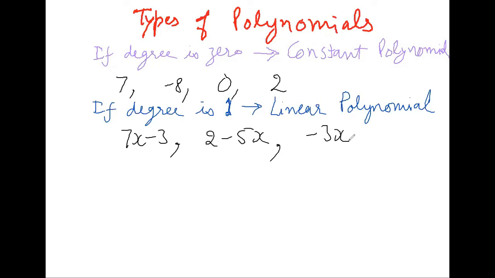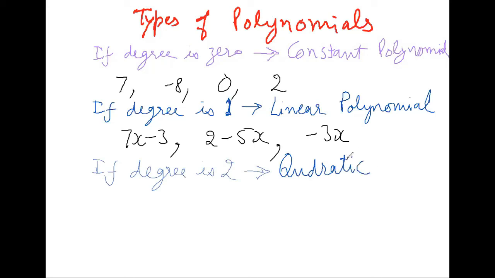Now what is the case if degree is 2? What do we call that? Let's write down. If degree is 2, means highest power of x is 2, then we call it a quadratic polynomial. Quadratic polynomial.